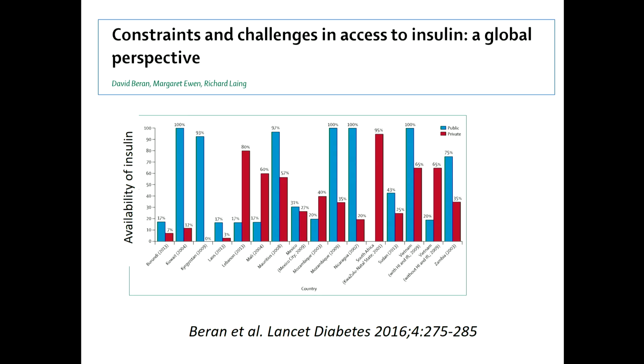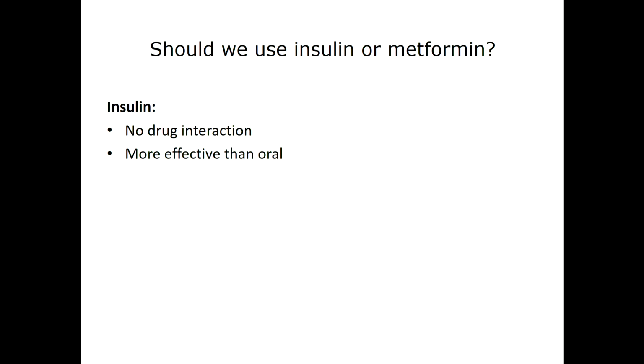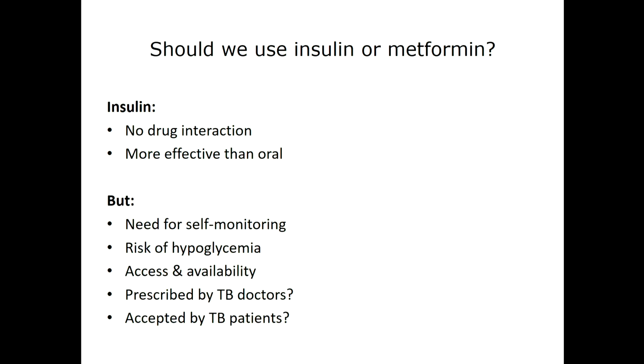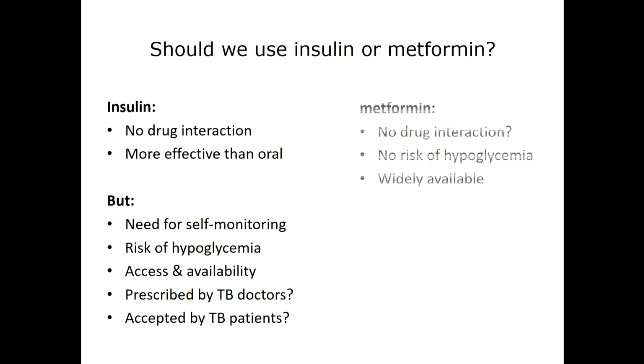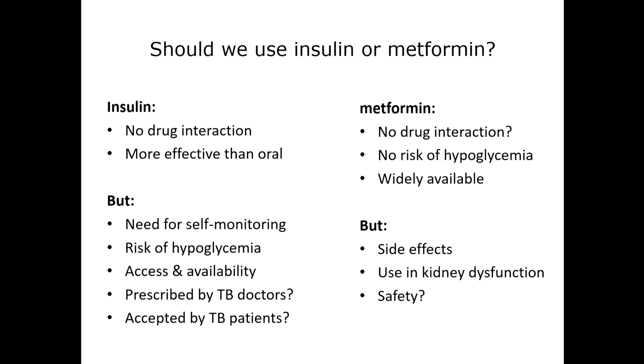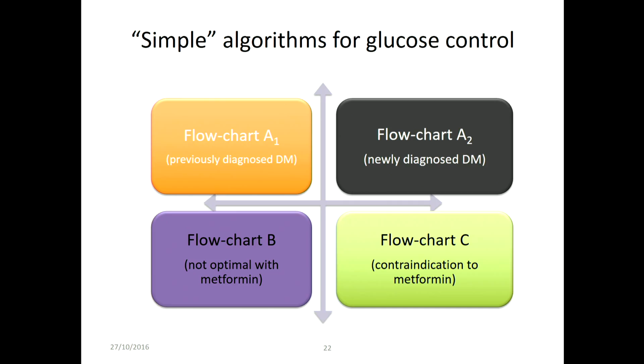Insulin has its own challenges. A very important one is that insulin is not easily available in many both public and private health settings across the globe. So should we use insulin or metformin? Insulin has some advantages. No drug interaction, it's effective, especially in poorly controlled diabetes, but of course there are disadvantages. Metformin has some advantages, no hypoglycemia, it's widely available and cheap, but some possible disadvantages in terms of side effects, questions regarding its use in patients with kidney dysfunction, and questions regarding its safety, especially in TB patients.